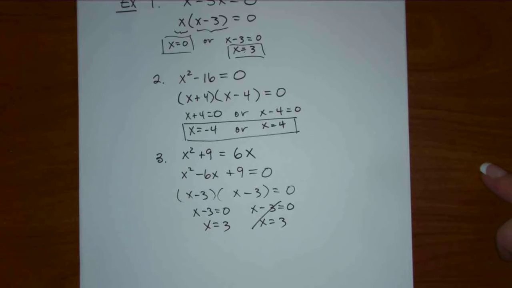Some people will write it twice because they're following a recipe in their head. They say, oh, got 2 brackets. And you're not even thinking about what you just wrote. You say x equals 3 or 3. Well, that doesn't make sense. It's just 3. So write it once.